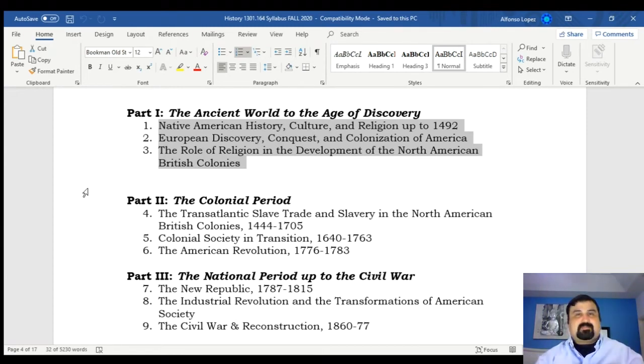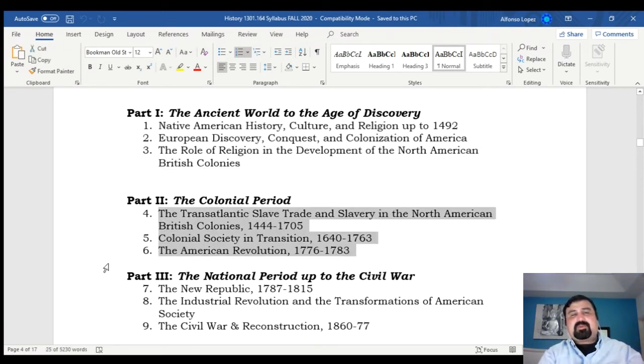That's just one exam. And then we move into the colonial period. Three topics follow: the 4th, 5th, and 6th. The same procedure. Okay, it's exactly the same. So you go to Blackboard, you watch the 4th on the transatlantic slave trade, and then the 5th on colonial society in transition, as it's called, and then the 6th on the American Revolution. And then there's going to be the second exam. That one is due November 23rd. Okay, you submit it on Blackboard.